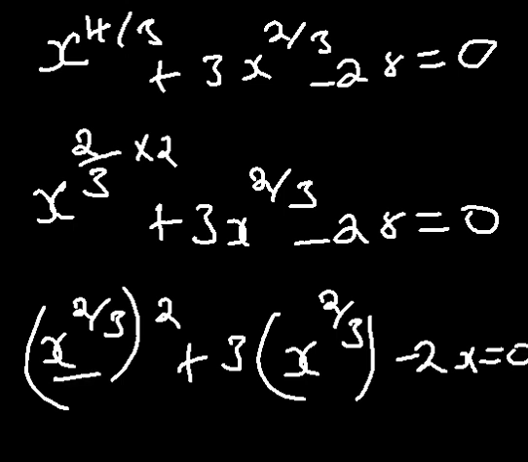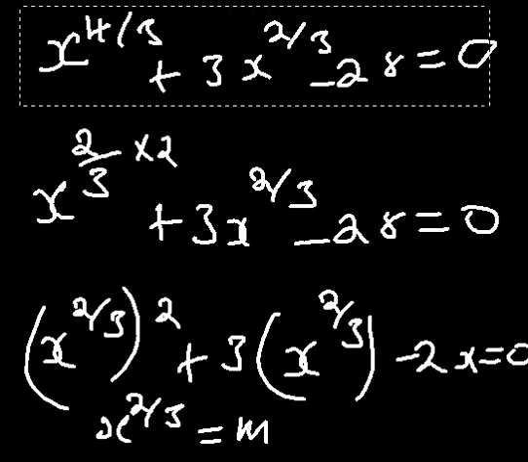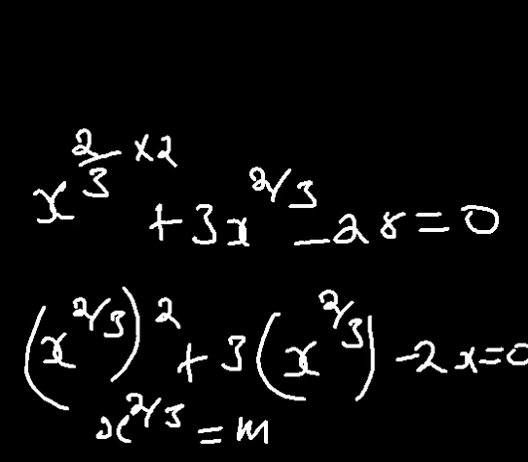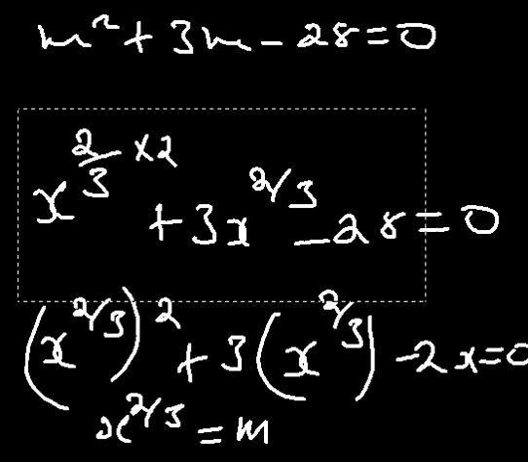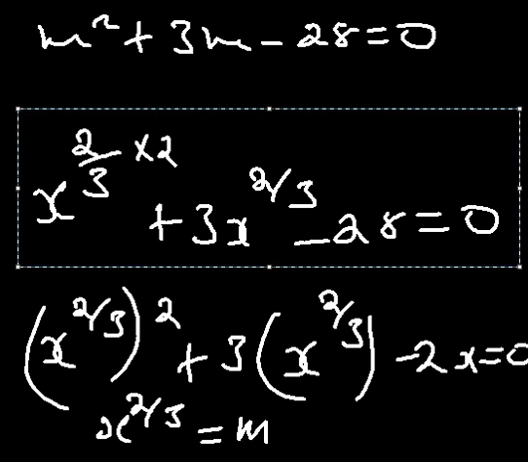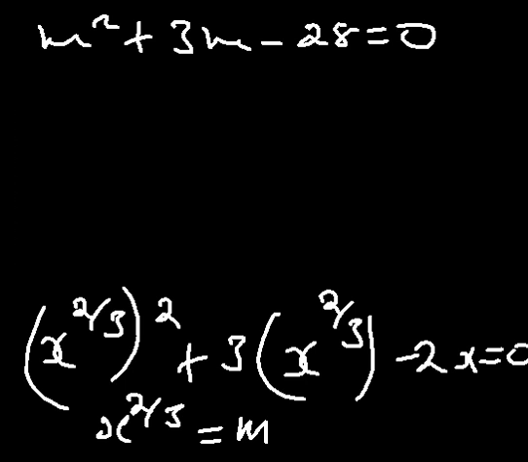Since these terms are the same, we may think of writing them as a certain unknown variable, let's say x to the power 2 over 3 is equal to m. Now in this case we'll have m to the power 2 plus 3m minus 28 is equal to 0. Now what we have is a quadratic equation, and let's think of solving for m.